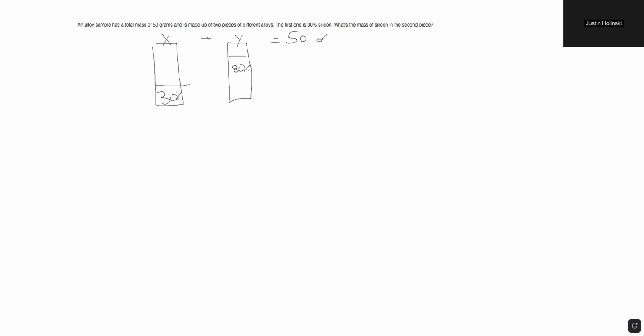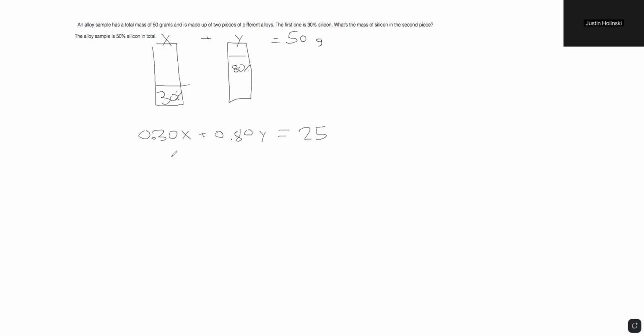And if we want to talk about silicone alone, then we know that we have 30% of X is silicone. And then 80% of Y is also silicone. And then that's going to give us a total of, well, I forgot to write something. The problem specifies that the alloy sample is 50% silicone in total. So what that means is that if the total is 50, we have 25 grams of silicone. So the silicone in the first plus the silicone in the second gets us 25.